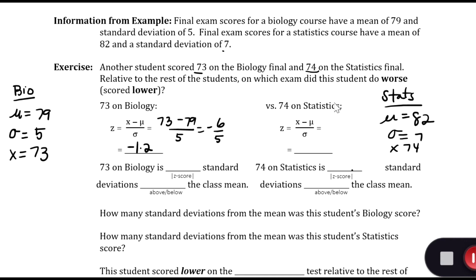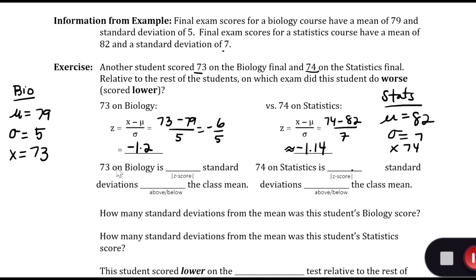For the statistics z-score, it's again x minus mu divided by sigma. So we have 74 minus 82 divided by 7. 74 minus 82 is negative 8, divided by 7, and you get about, this is an approximation, negative 1.14.